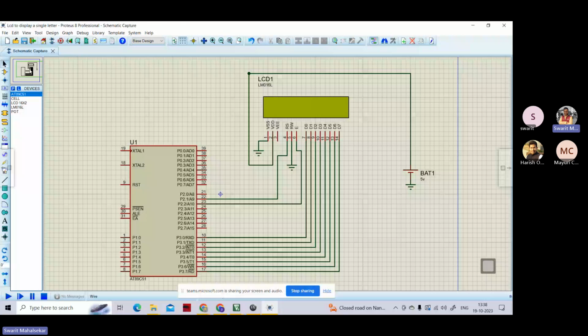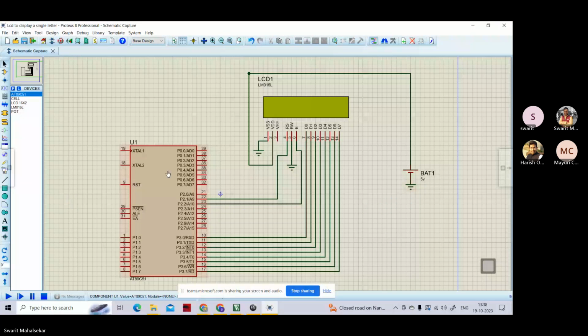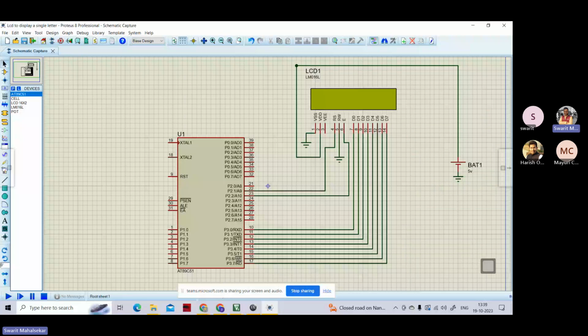Just let me know if this entire circuit is visible to you all. Is this part visible? Yes, sir. Now let me run this circuit and show you.